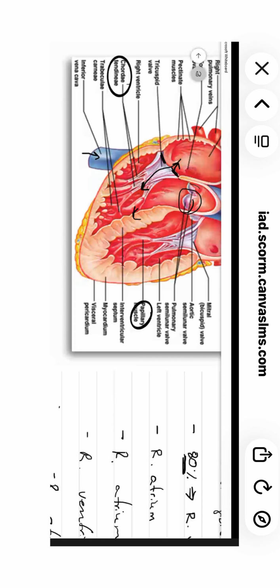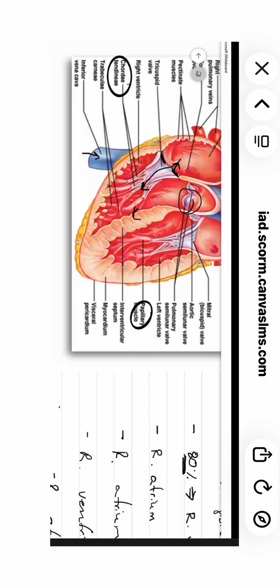As this is occurring, the papillary muscle will put tension on the chordae tendineae, and you may have heard some use the expression heartstrings, and that's what they're referring to. They actually look like little strings inside the heart. It's actually really cool. Inside the ventricles of the heart.